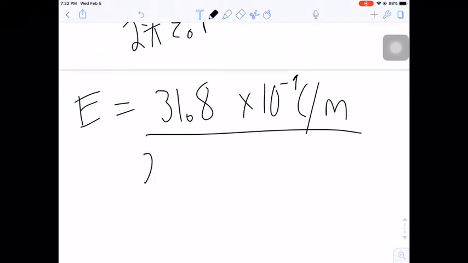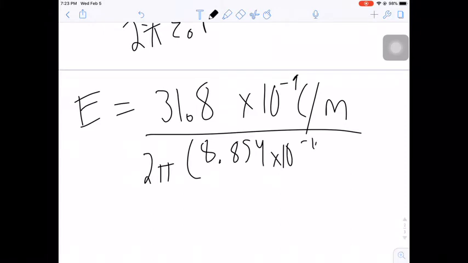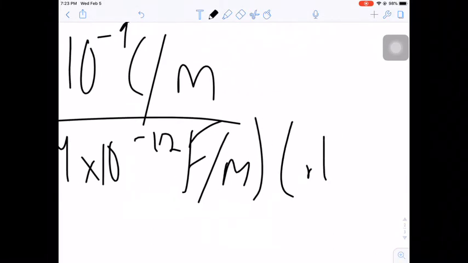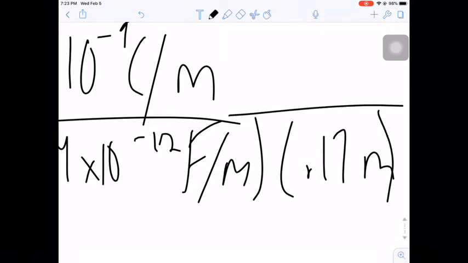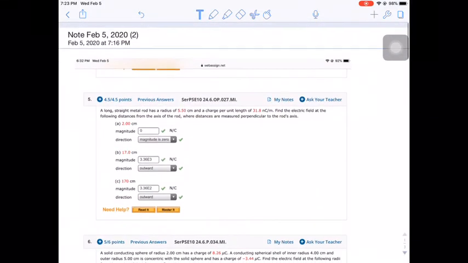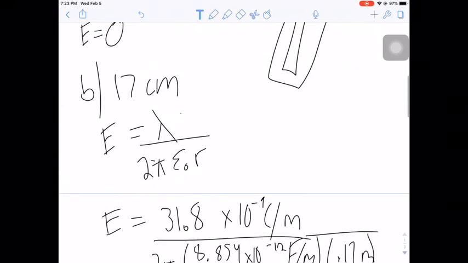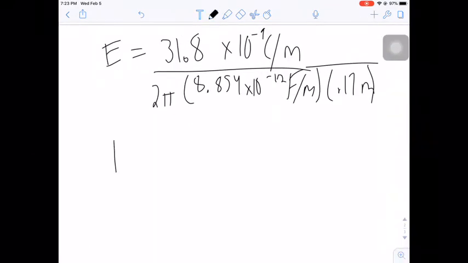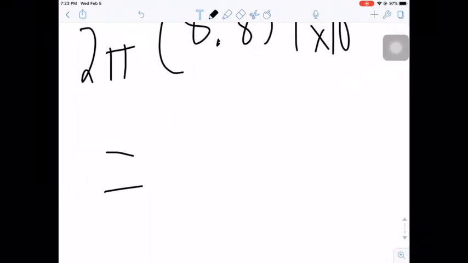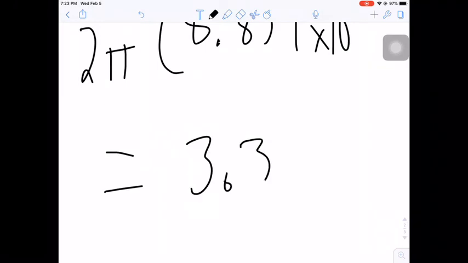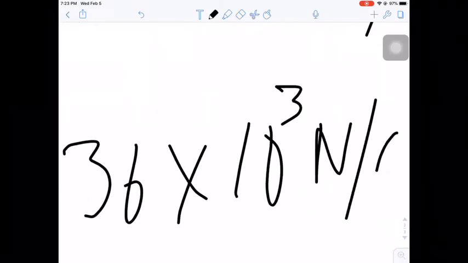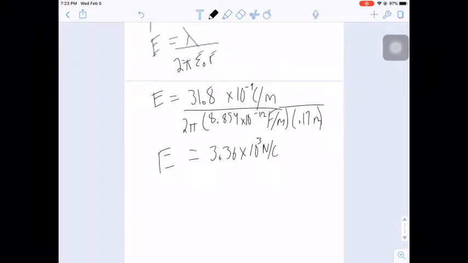Times 2 pi, epsilon naught is a constant, 8.54 times 10 to the negative 12 farads per meter, times 0.17 meters. Pretty sure it gives the distance in centimeters, so don't forget to convert that. The final electric field we get is 3.36 times 10 to the third newtons per coulomb. That's the electric field at 17 centimeters.